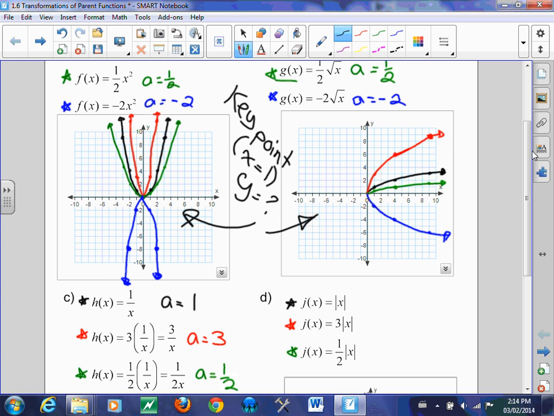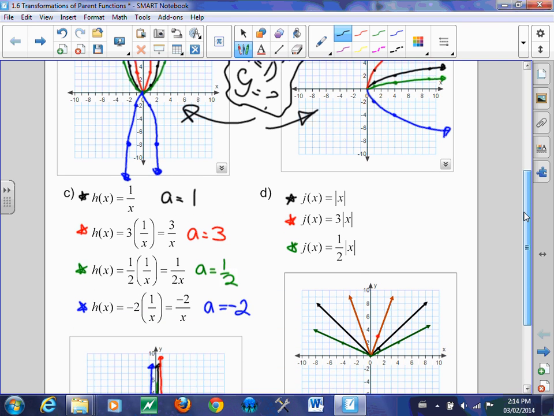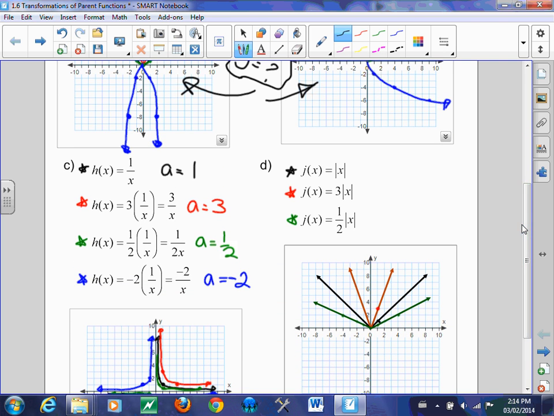If I compare it to the red graph, when x is 1 in this case, y is 3. That means it's being stretched 3 times. So the key point when you're looking at this type of graph is what is happening to y when x equals 0. And that will definitely tell you the a value, or in this case, what we call the vertical stretch factor or compression factor. Okay, and again, we're going to get more into this when we do our notes.